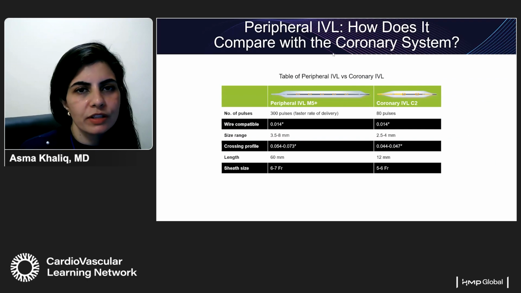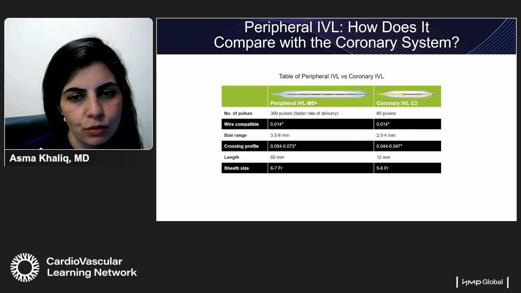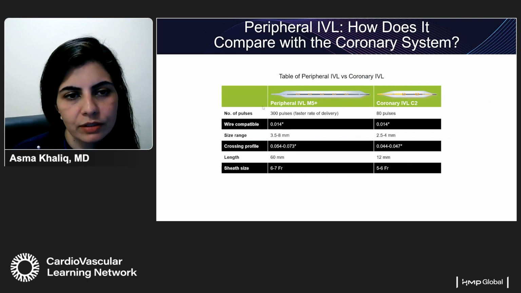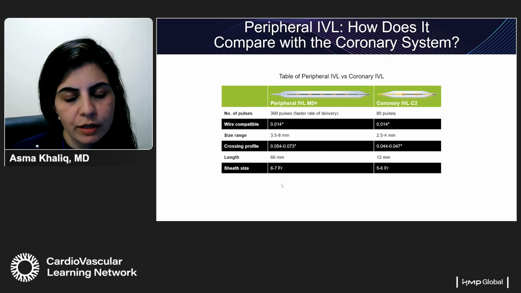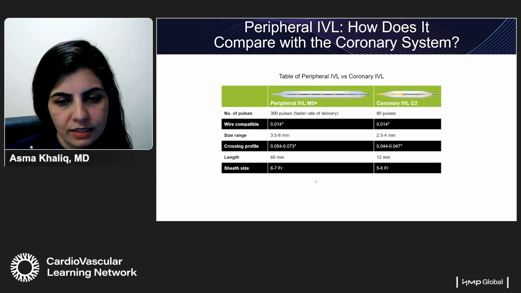I do want to touch upon how coronary IVL differs from peripheral IVL. Basically, the pulses are more. We have 300 pulses in the peripheral IVL versus 80 pulses in the coronary IVL. The size ranges are different, 3.5 to 8 millimeter balloons, and the crossing profile is slightly larger, as you can guess. The lengths are 60 millimeters, and they're compatible with 6 and 7 French sheaths.